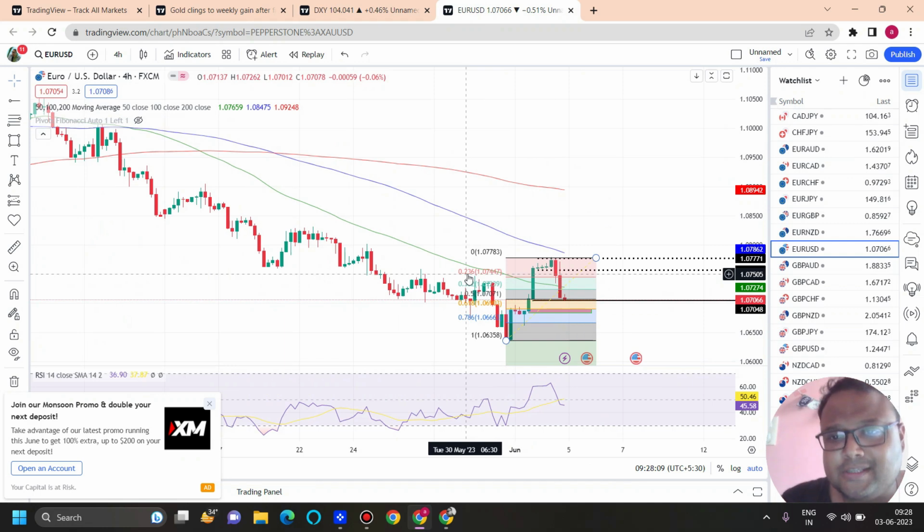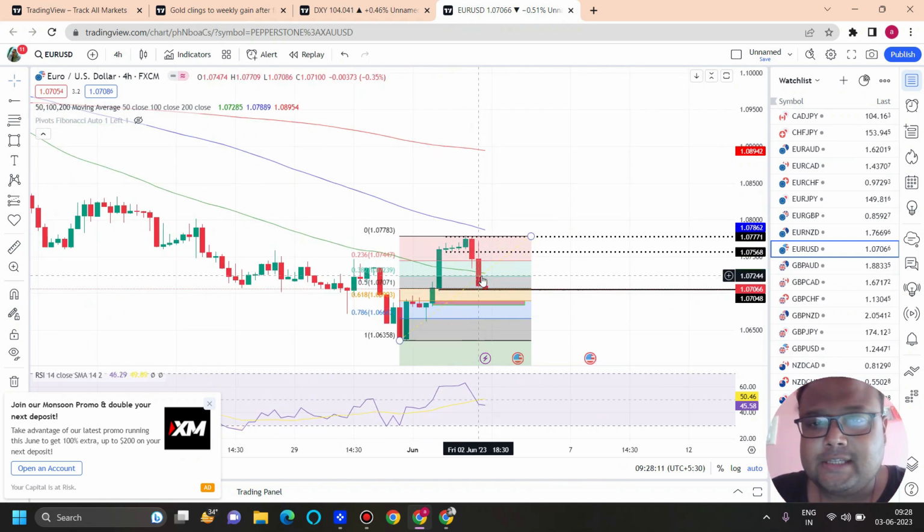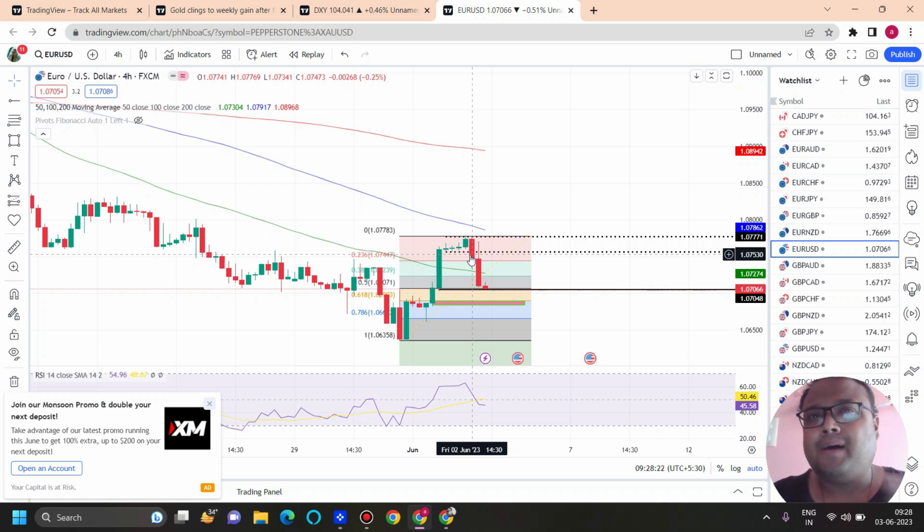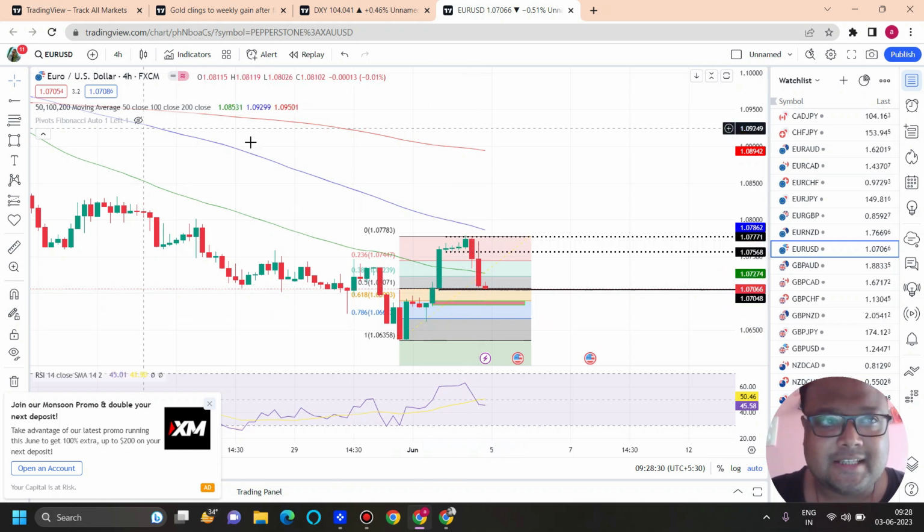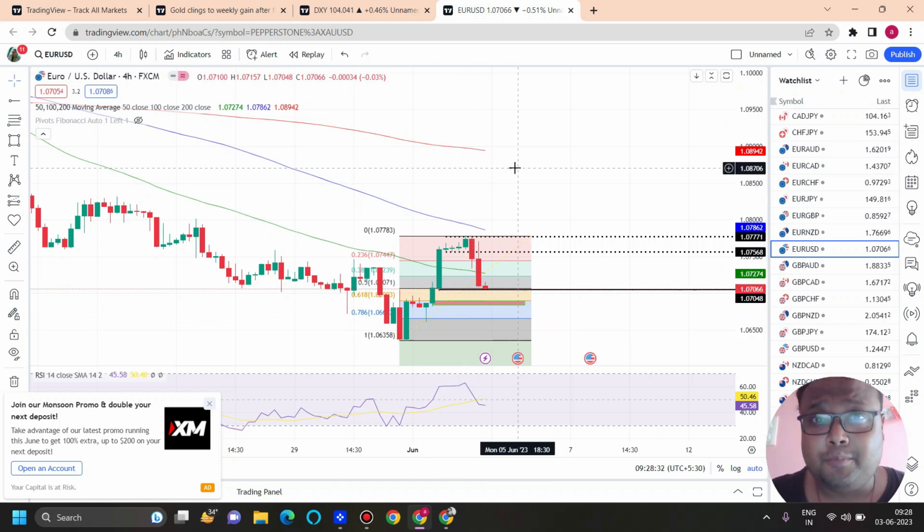Now EUR/USD. EUR/USD witnessed heavy selling. To be honest, when the news came out, I had a sell position around this level here, but as the data was mixed, I was not expecting a big fall because the market was not giving me clear signs, so I exited quickly. But the market ultimately closed at 1.0706.